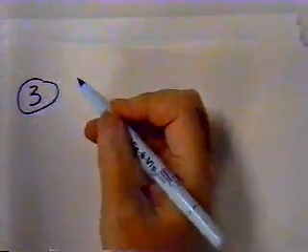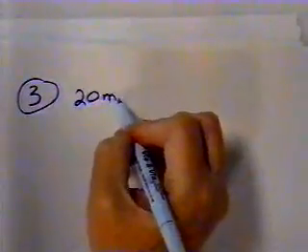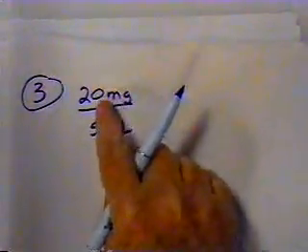Okay, number 3 says 20 milligrams per 5 milliliters. But what's been ordered is 1/3 of a grain. So I'm going to have to do a conversion. What is the conversion from grain to milligrams?